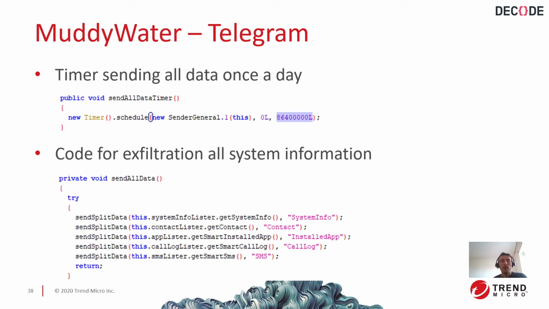If the malware operator for some reason loses access to the traditional CNC server, there is still one feature: once a day all data is collected from the infected mobile device and sent to the Telegram channel. The screenshot above shows the function which is activated once a day, and the code below is the list of all information. The function name is send all data, so you can see which information is collected: system info, contacts, installed applications, call logs, and SMSs.